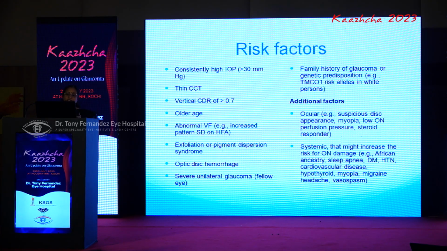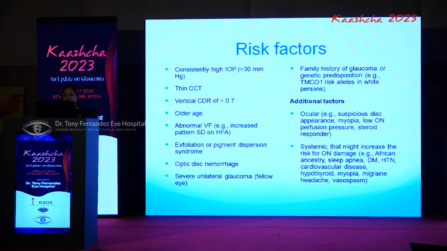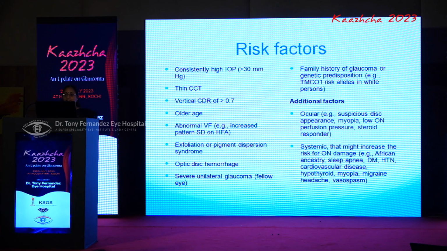consistently high IOP, thin CCT, vertical CDR of greater than 0.7, older age, abnormal visual fields, optic disc hemorrhages, severe unilateral glaucoma, that is, the fellow eye of such a case is high risk. Then family history of glaucoma or genetic predispositions and other factors.